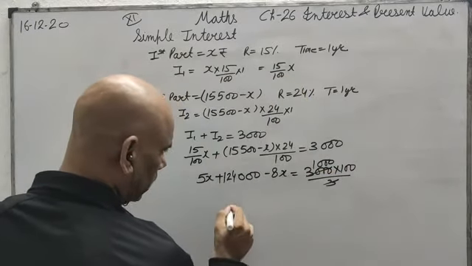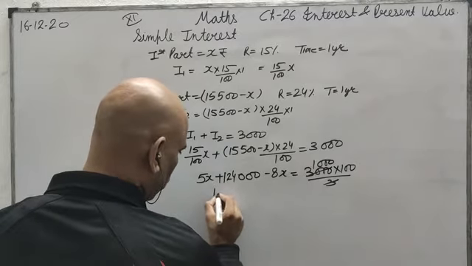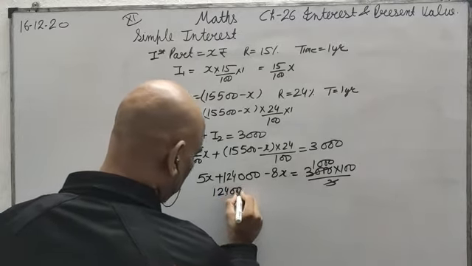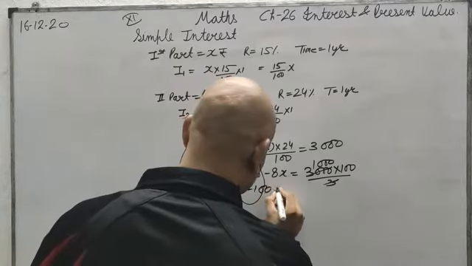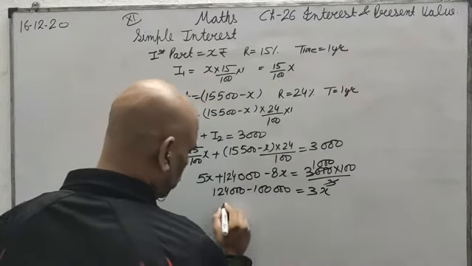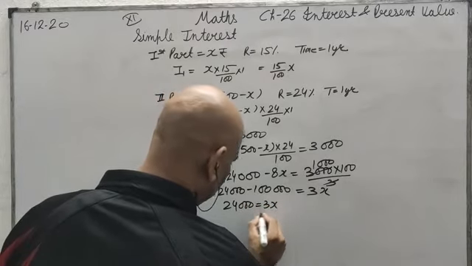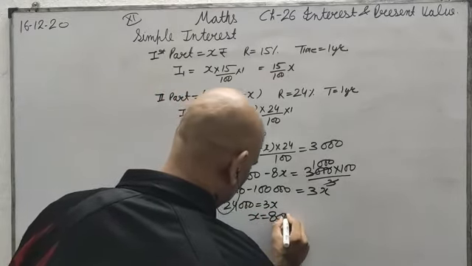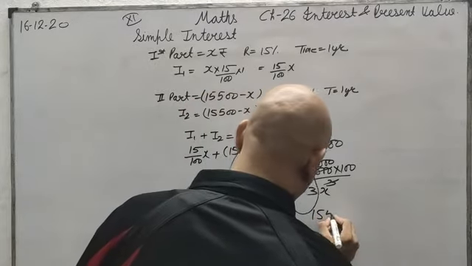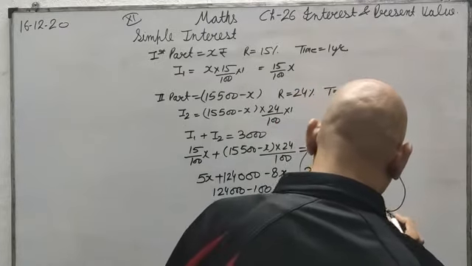Now on the other side, 8 minus 5 is 3. So 1,24,000 minus 1 lakh, and that 3x has gone that side. So 24,000 is equal to 3x. So x is equal to 8,000, and 15,500 minus x is 7,500.